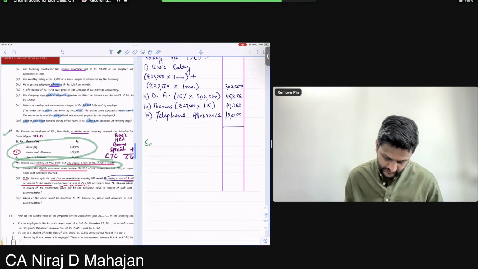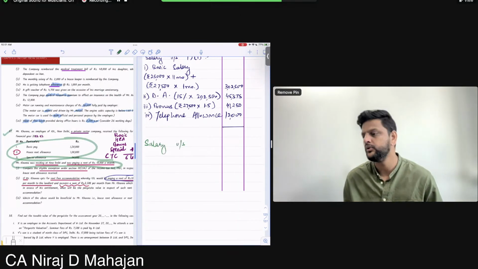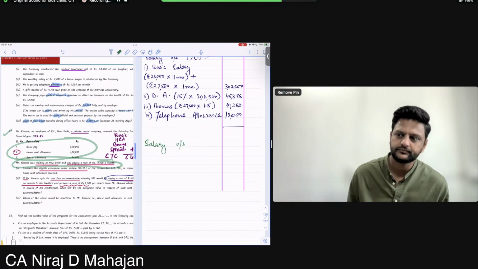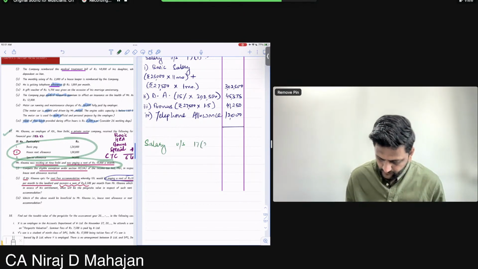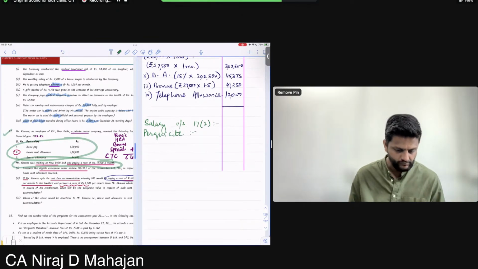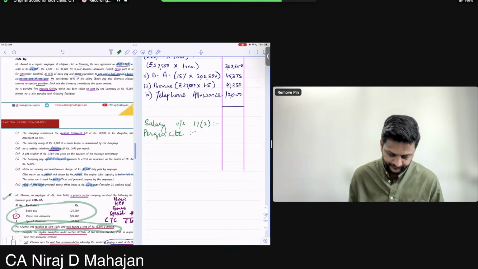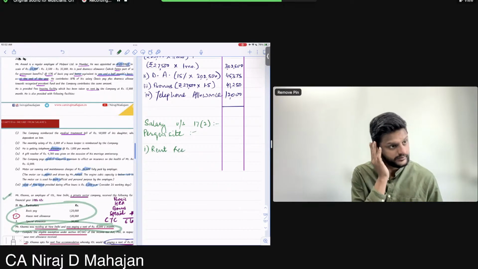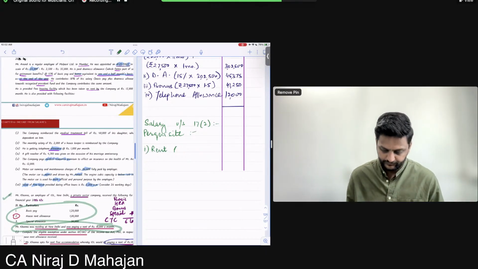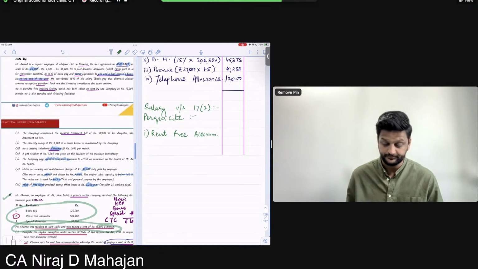Salary under section 17.2. That is perquisite. Ready? Provident fund is 17.3. First one, rent-free accommodation. Remember that? Where in Mumbai?